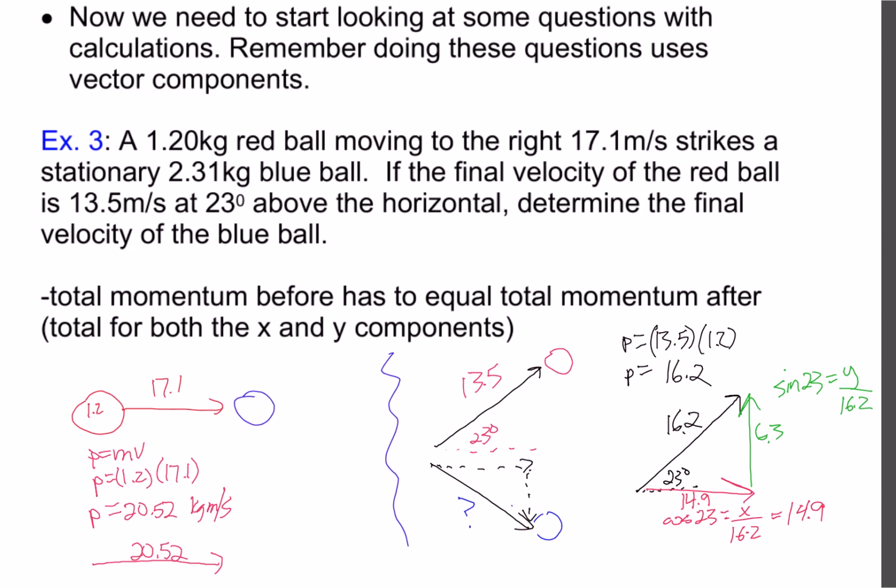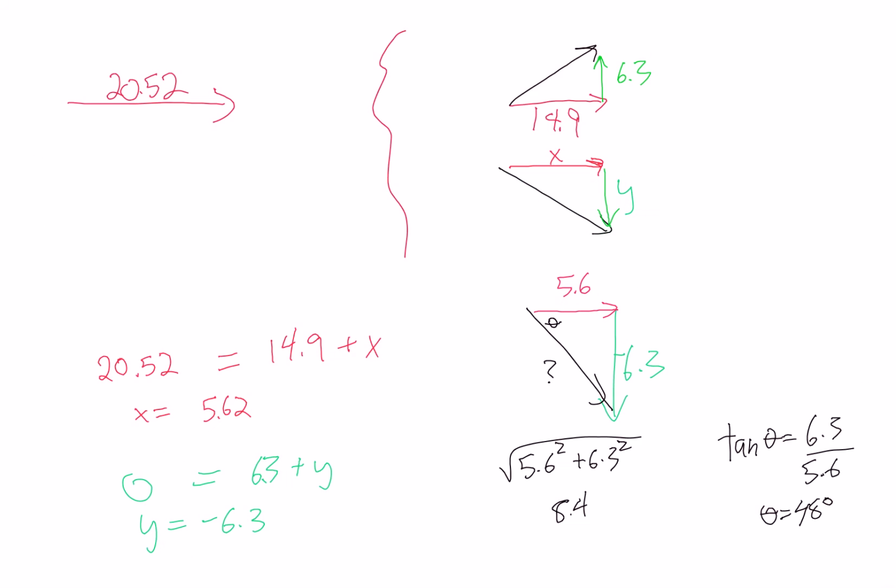If we go back to our question, the original question was determine the final velocity of the blue ball. So what we just figured out was the momentum, right? This was our momentum, so that's in kilograms meters per second. So we've got our momentum and our angle. So the only thing we got left to do is figure out the velocity. So based on our formula, our velocity would be momentum divided by mass.